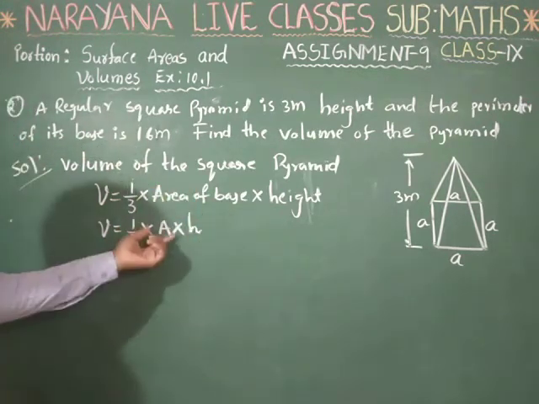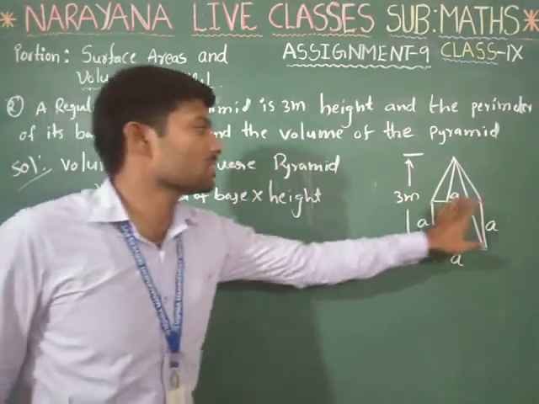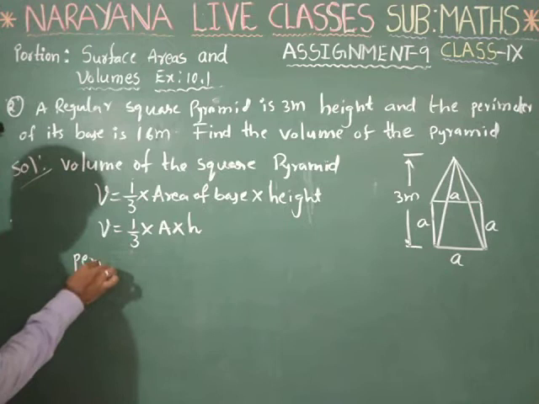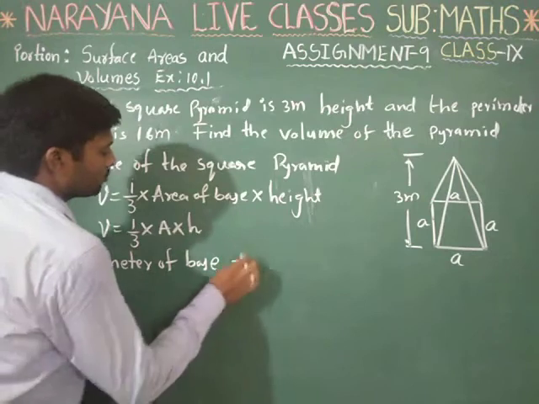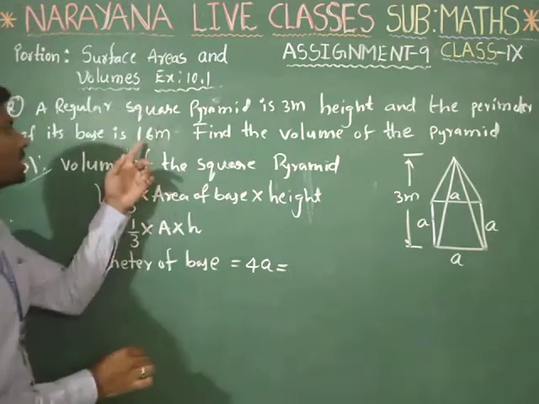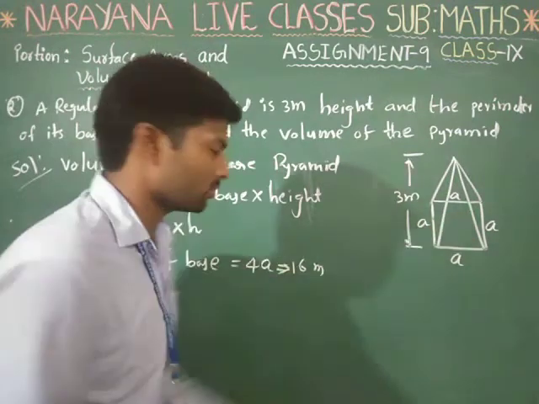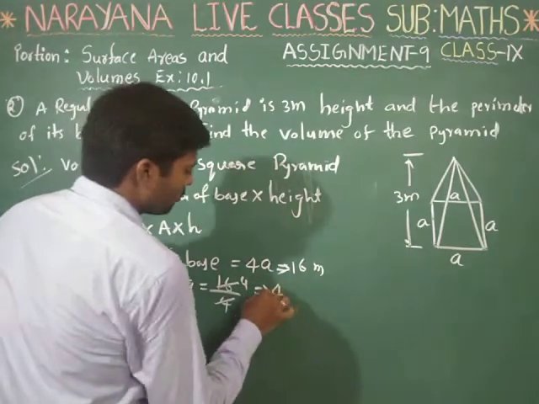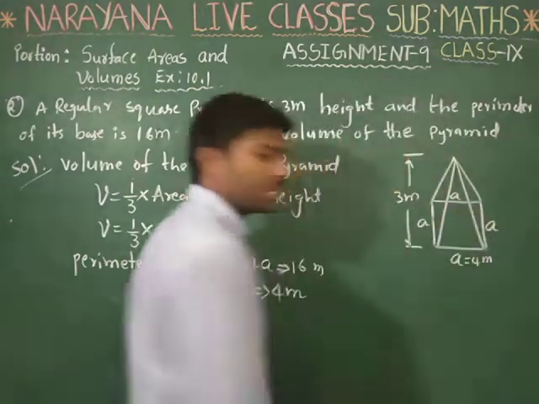So V is equal to 1 by 3 into A into H. If you want to find A, he has given the hint that the perimeter of the base is 16 meters. It is a square, so all sides are equal. That is perimeter of base is A plus A plus A plus A, it will become 4A. He has given 16 meters. From this we can find the side of a square, that is A is equal to 16 upon 4, so it will become 4 meters. Side is 4 meter.